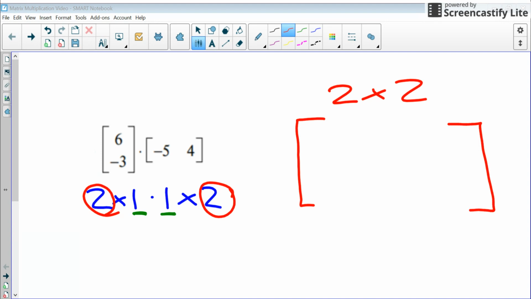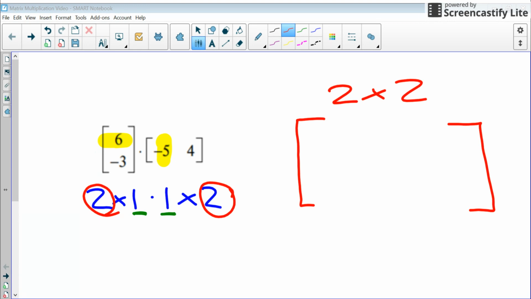So what you do for this is you look at the row of the first matrix and the column of the second matrix, and where they overlap, the way I think about it, tells you what entry that's going to give you. I'll explain that a different way. So since that 6 is on the top and that -5 is on the left, together those are going to tell you the top left entry.